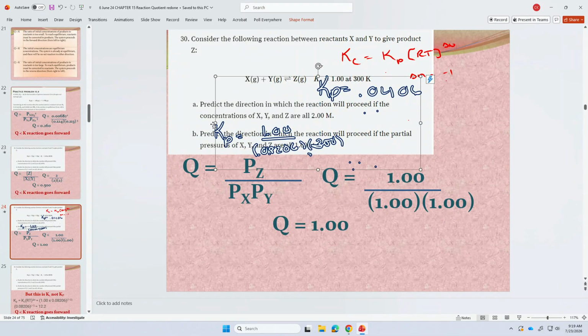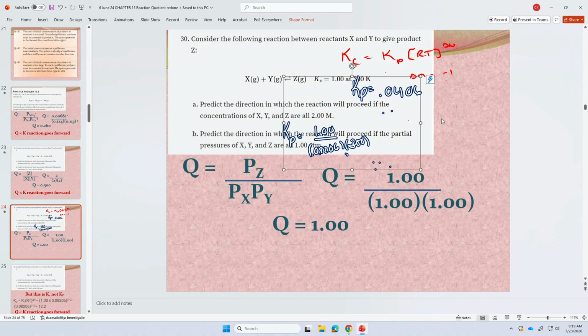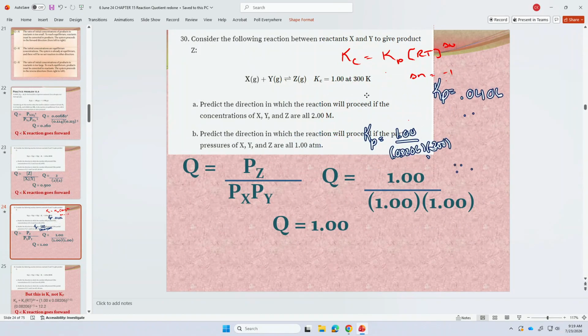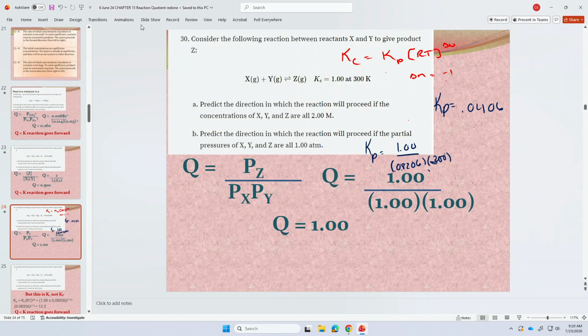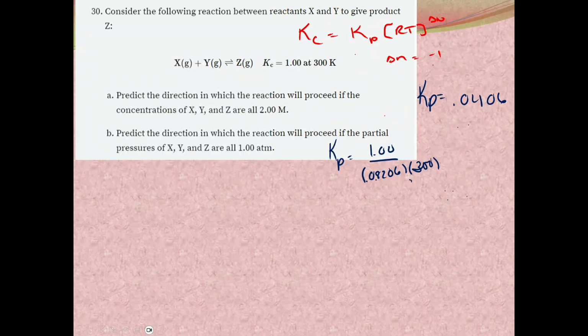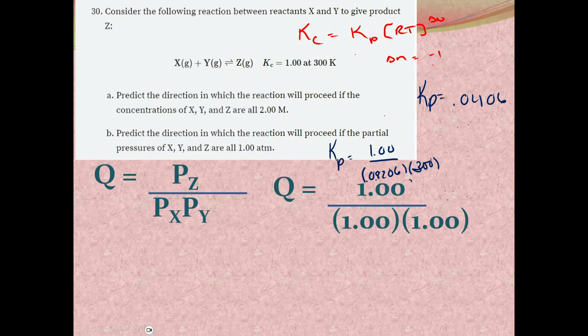Sorry, I was looking to be able to see if I could move this out of the way. There we go. When I plug in my Q, it's 1 over 1 times 1, so it's just 1. But now my Q is greater than my Kp. If my Q is greater than my Kp, then the reaction needs to go in reverse.